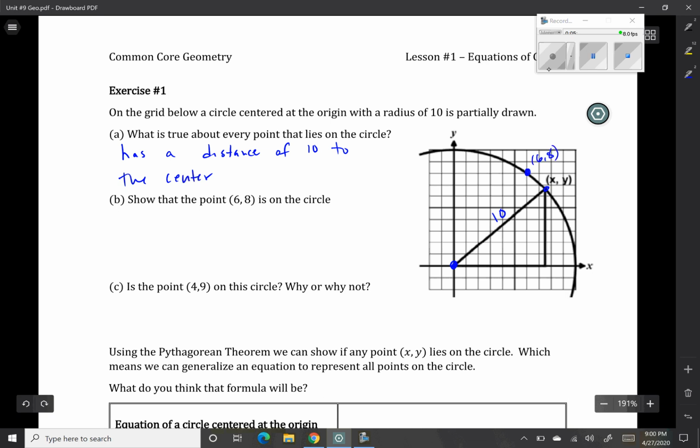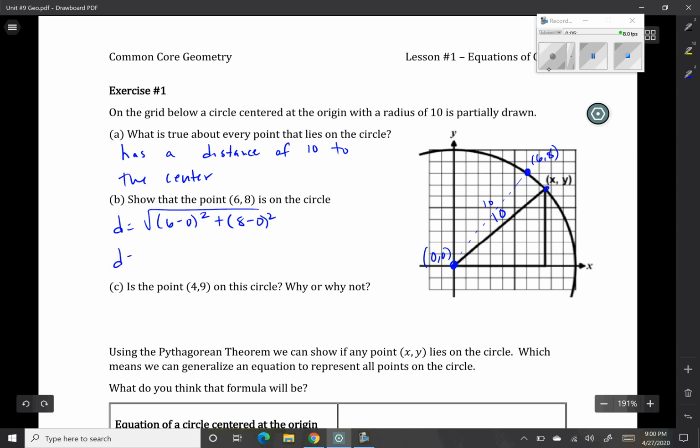But I want to show that it's on the circle. So I want to show that the distance between the center and the point (6, 8) gives us a value of 10. So I'm going to do basically what I did in the opening exercise. I'm going to subtract the x values of the point and the center, and subtract the y values of the point and the center, and square them, right? Because I'm trying to find the distance from (0, 0) to (6, 8). I want to see that this distance is also 10.